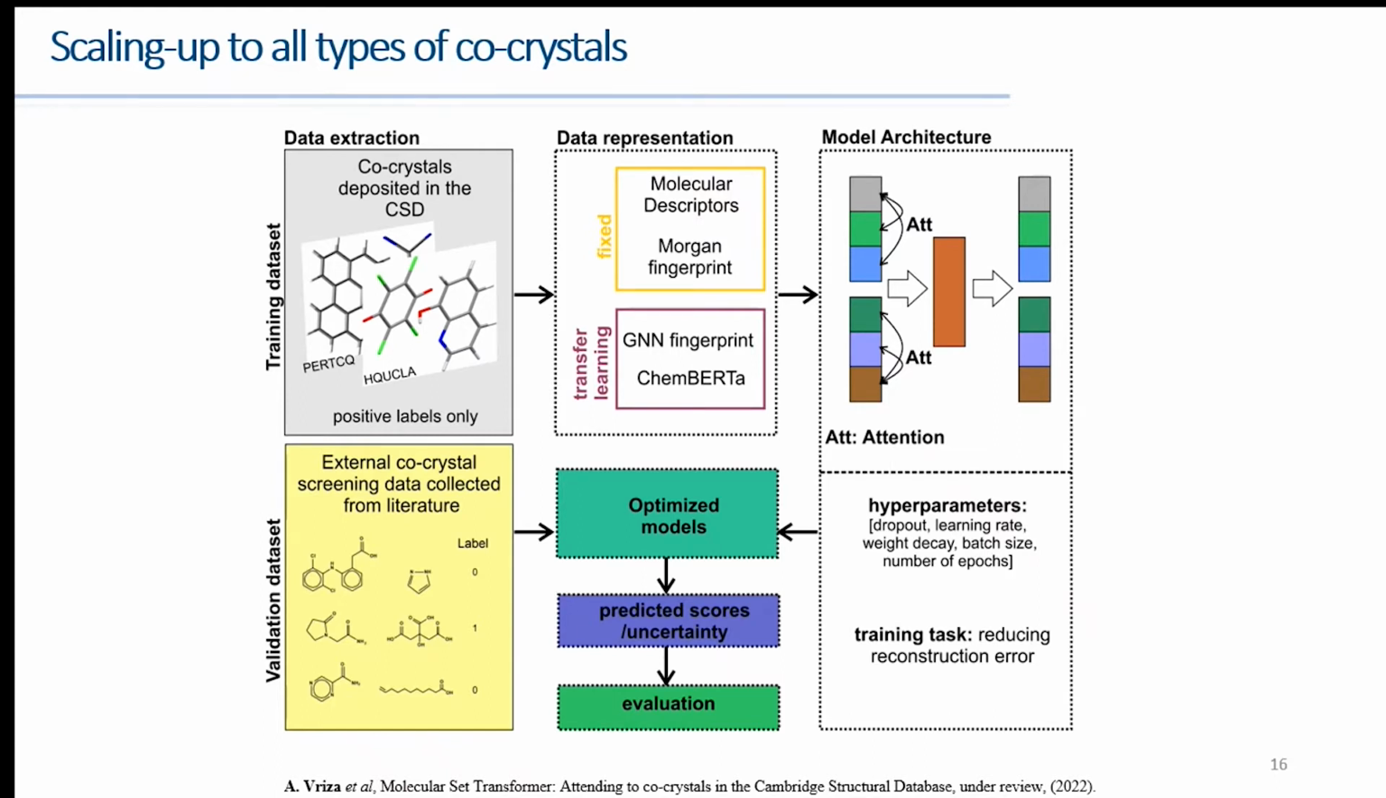Several experimental groups have performed co-crystal screening in the lab, and they report the outcomes. If a molecular pair gave a new co-crystal, it is labeled as 1. If a molecular pair cannot give a new crystal, it was labeled as 0. Using this external validation dataset, we were able to validate our trained models and see how well they perform on data they have not seen before, which has 2 classes.